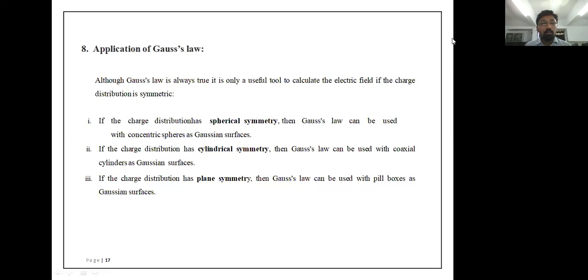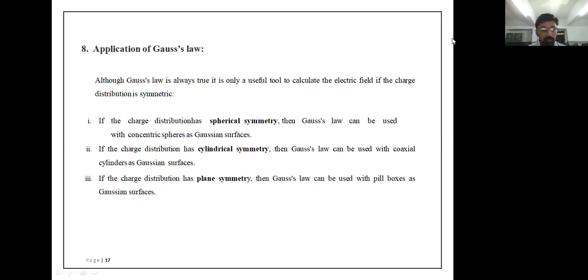So, application of Gauss's law. Although Gauss's law is always true, it is only a useful tool to calculate the electric field if the charge distribution is symmetric. Gauss's law is useful in any case, but for calculation of electric field, we can use it when the distribution of charge is symmetric.